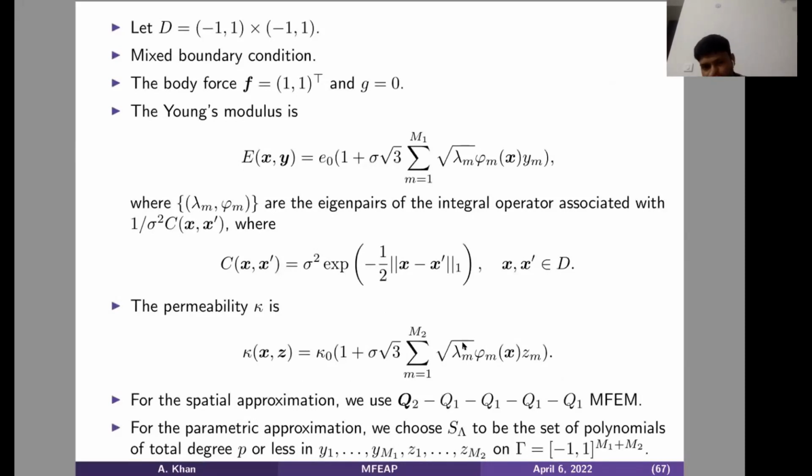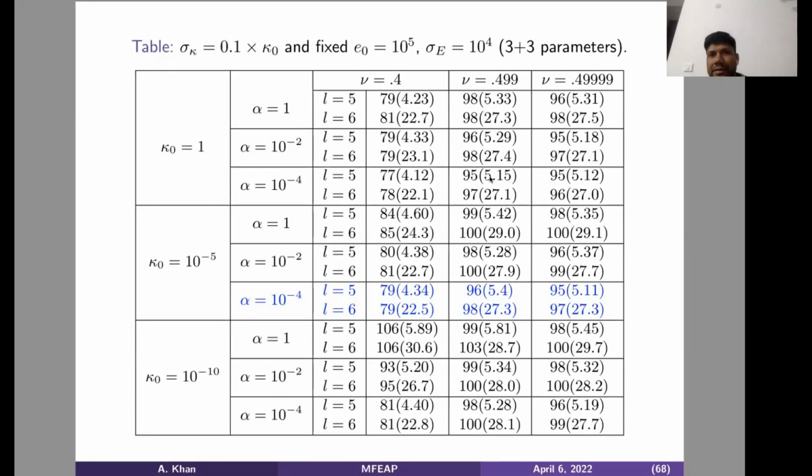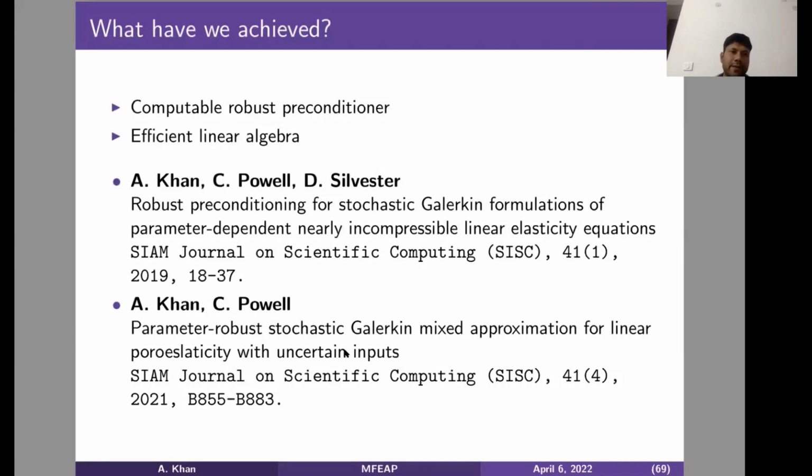Secondly, we choose more parameters with this example. And you will see if we use 3 plus 3, 6 parameters, again the iteration count remains bounded for different choices of kappa, nu, alpha, and different levels. So what did we achieve? We achieved a computable, robust preconditioner with efficient linear algebra. There are 2 publications related to this result.